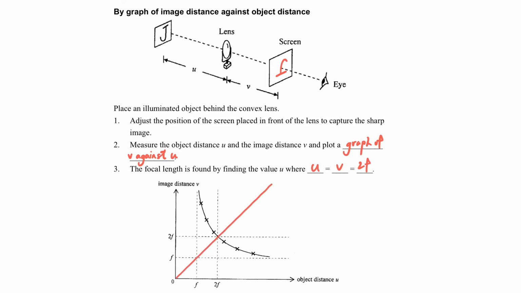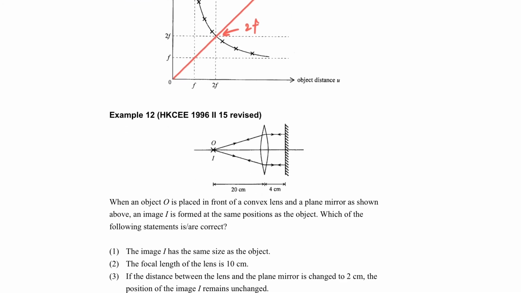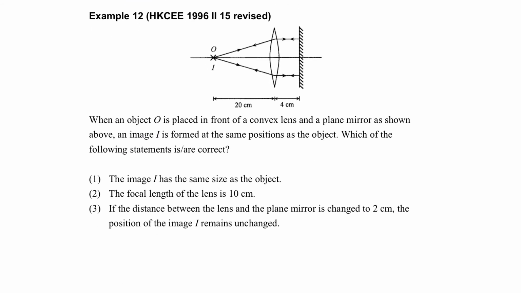And by using V equals U equals 2F, we can add one more straight line, and the intersection between the straight line and the curve is the position of 2F. So we can find the focal length in this way.